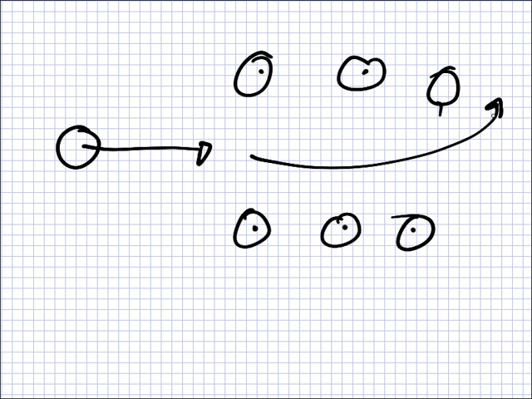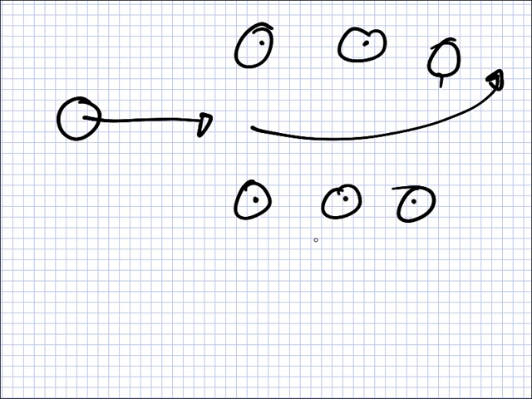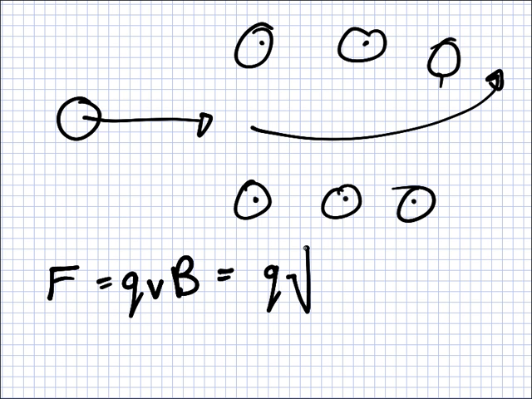It'll move in a circle. We can use the same trick we did earlier today. You can say F equals QVB. Now, the Q is Q. The V we worked out from the last part. What was it? Square root of 2QV over m, times B.